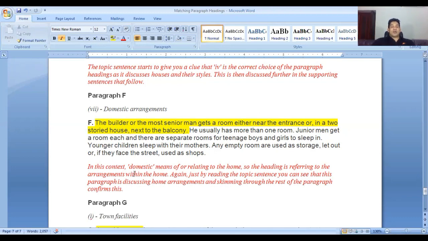Why? In this context, domestic means relating to the home, so the heading is referring to the arrangements within the home. Again, just by reading the topic sentence, you can see that this paragraph is discussing home arrangements, and skimming through the rest of the paragraph confirms this.